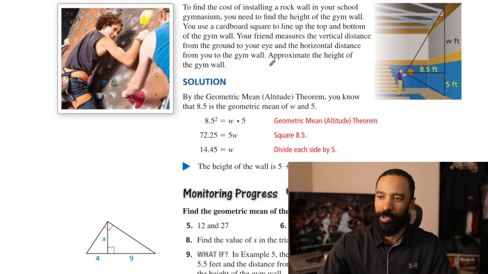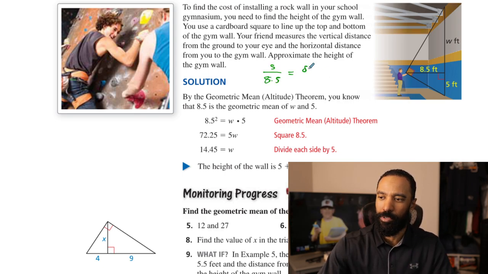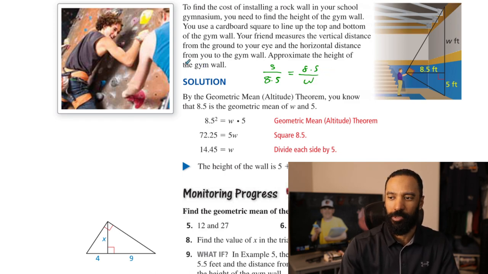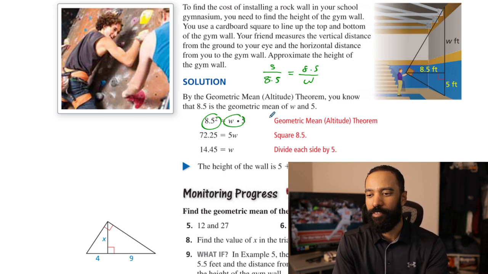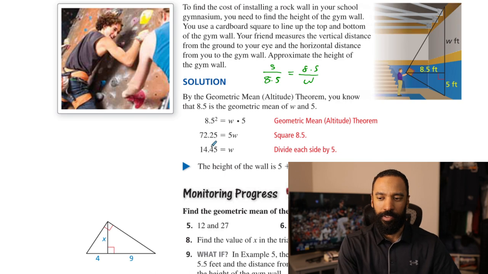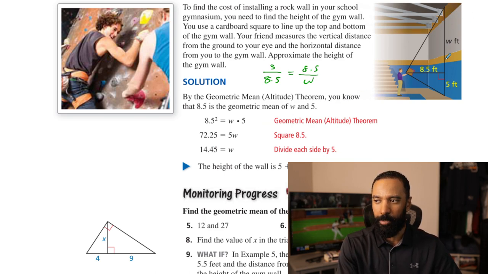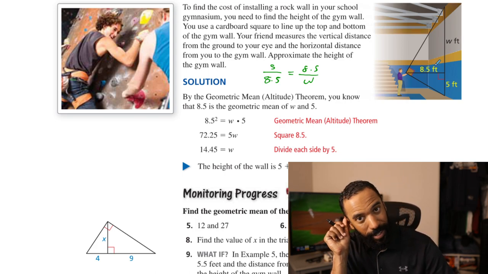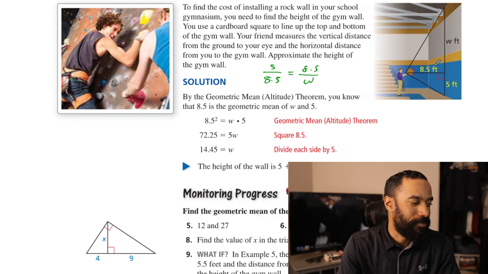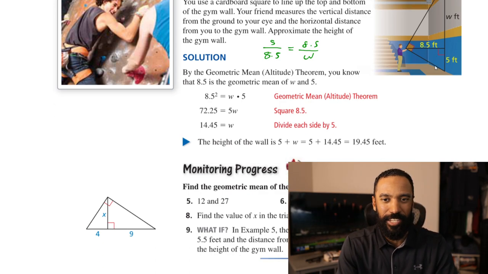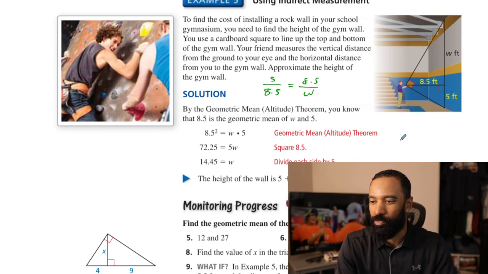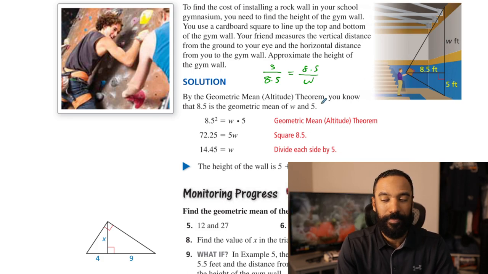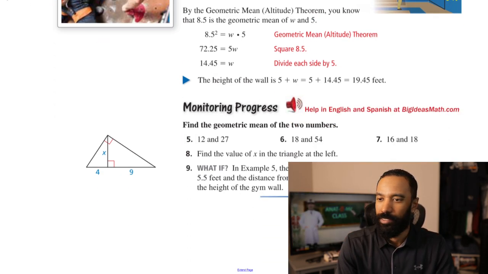So again, a setup I could do here is 5 over 8.5 equals 8.5 over W. When you cross multiply, notice the 8.5s get squared, and W times 5 happens on the other side. When you square that and divide by 5, you get 14.45, which is W. So anytime I see this setup, I'm going to use the geometric mean and probably say it out loud. The height of the wall is 5 plus W, which is 5 plus 14.5, which is 19.45 feet. Okay, are we done? Yes, we are.